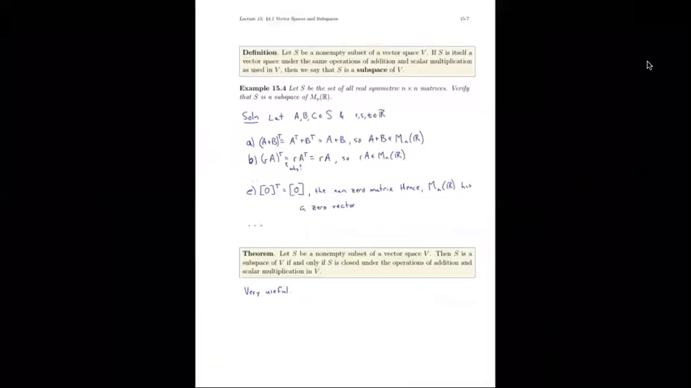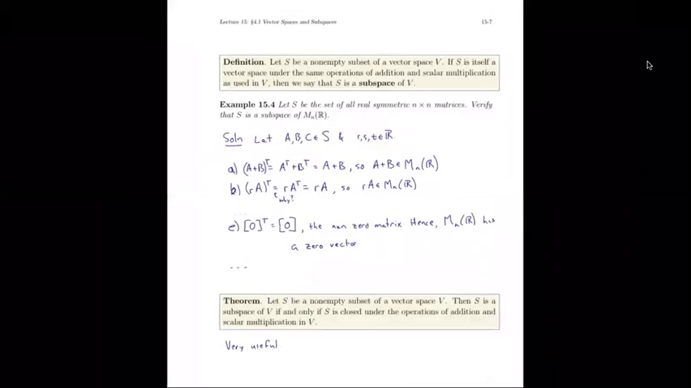So continuing, subspaces. Now we're going to take essentially a subset of V, S, a non-empty one, that is. We have a non-empty subset of V, which is S. If S is itself a vector space under the same operations of addition and scalar multiplication as V, then we say that S is a subspace of V.